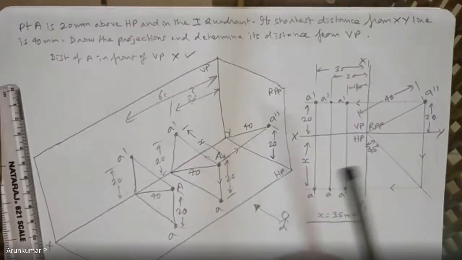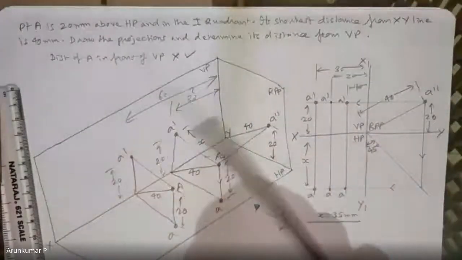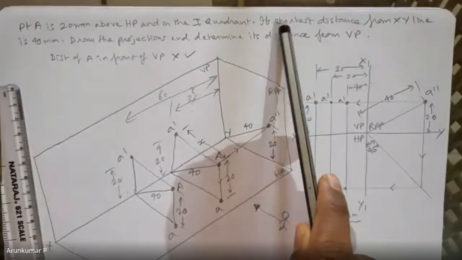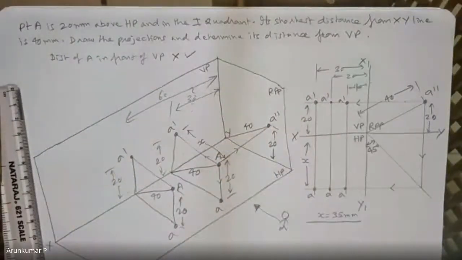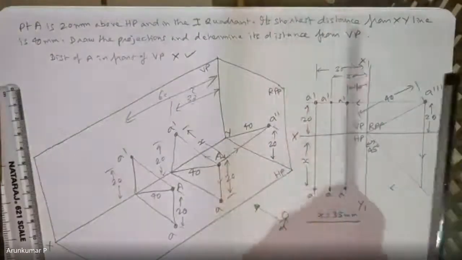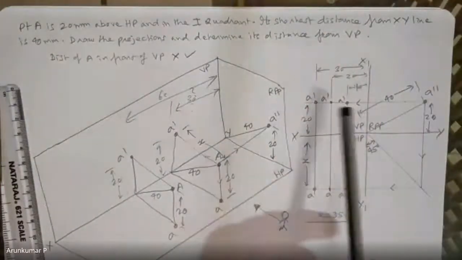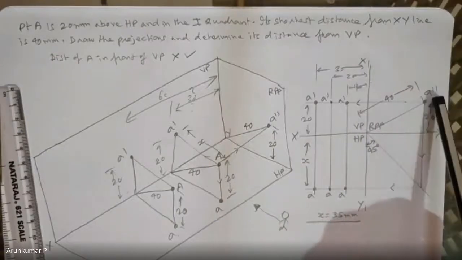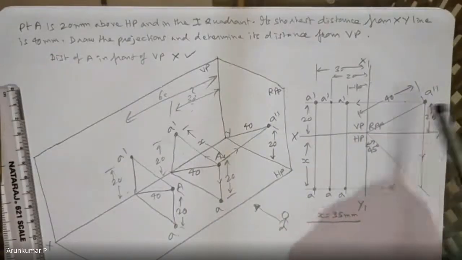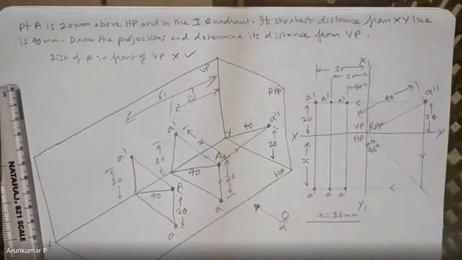So this is a totally different problem, which we call the shortest distance problem. And in this problem, you have to start with the side view. You cannot start with the front and top view. You have to start with the side view. Locate the side view first.